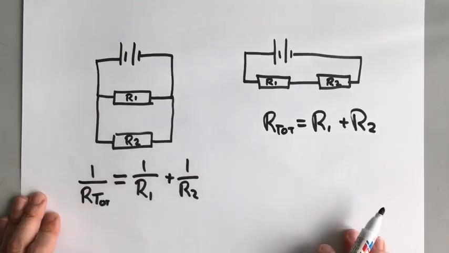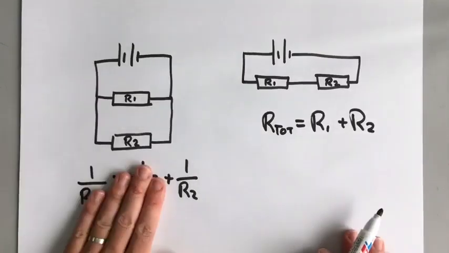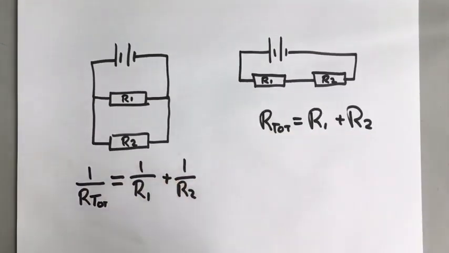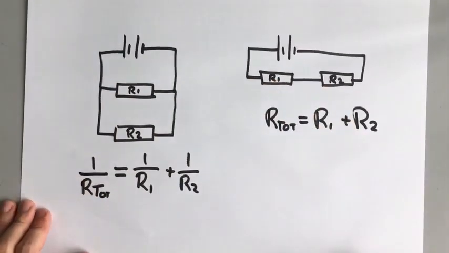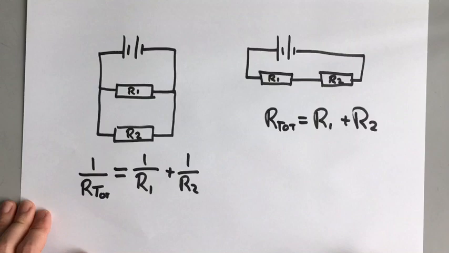So if you're ever asked to calculate the resistance of something, you can use either one of these two equations, depending on whether you've got a parallel or a series circuit. And those two equations are used to calculate the resistance of each component, or the total resistance, if that's what you're asked for.